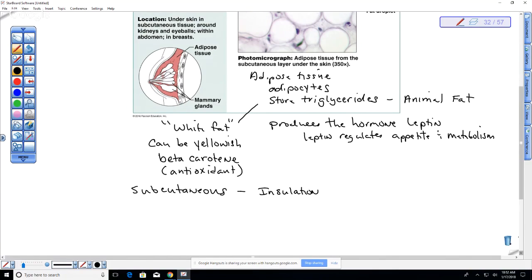Another function of it is it can be around organs, and it can cushion the organs. Now, there is another type of fat, which is really interesting, and it is called brown fat. And brown fat is capable of producing heat.